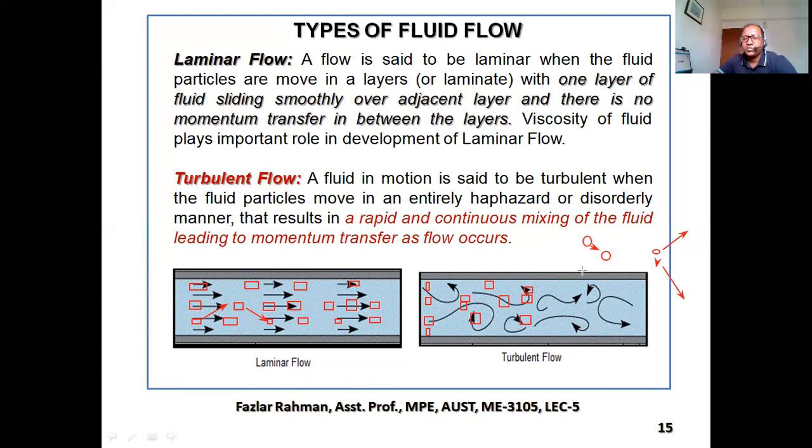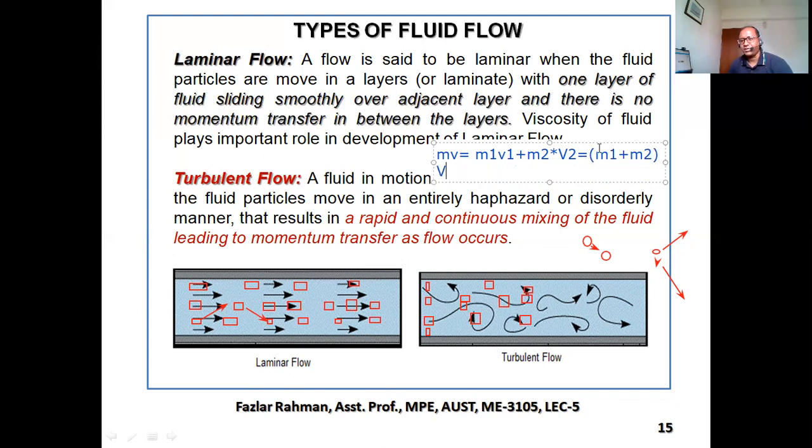So for momentum you use this kind of equation: M1V1 plus M2V2. That means your momentum is changed. Initially they come with these velocities, but finally they get out with (M1 plus M2) into V. Then you can figure out the final velocity of the object after impact. So this way, in turbulent flow, there is a continuous transfer of momentum.